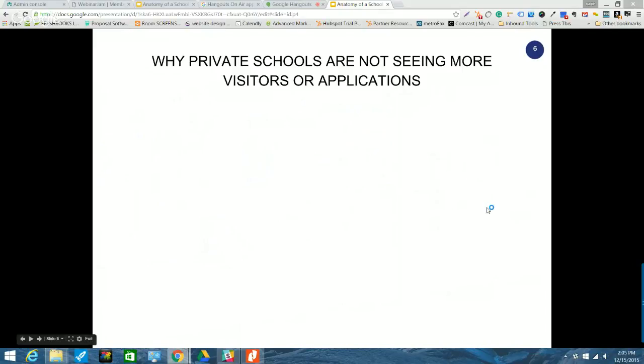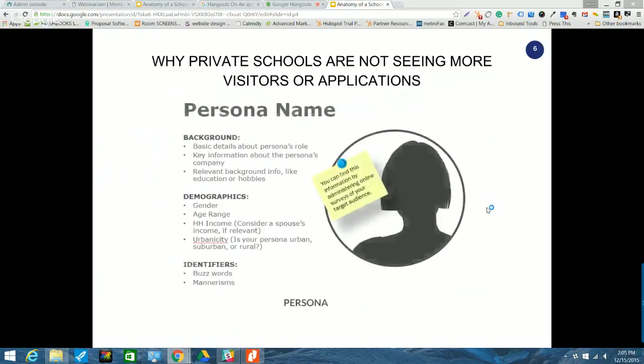Okay, so why are private schools not seeing more visitors or applications? This is a big deal, and if we can get this right and understand the problem here, it'll really help you. One of the key reasons schools don't see more visitors and applications is you're not really focusing on your target market, and you don't really know who your target market is. One of the things we help do is help you identify who your buyer personas are.